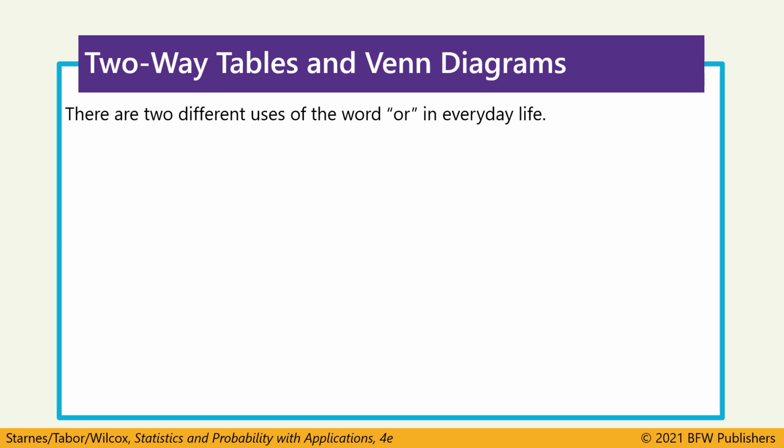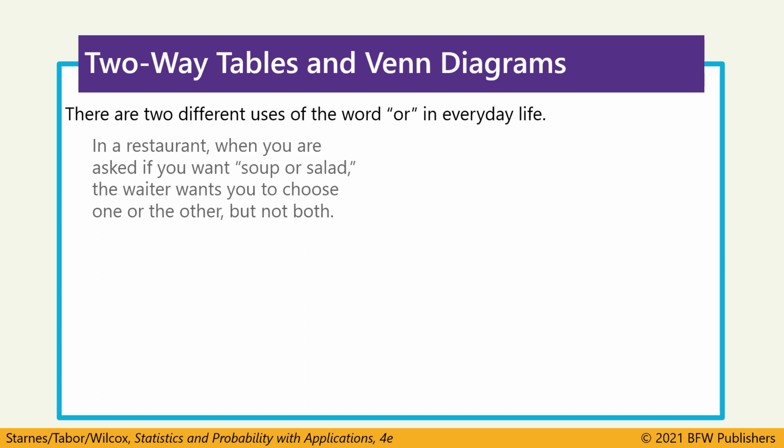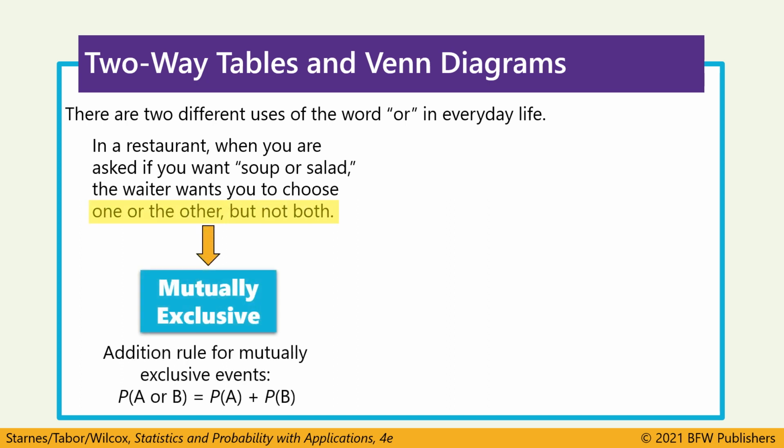However, not all "or" problems are the same, and it really comes down to whether the events we're talking about are mutually exclusive. So let's say we're at a restaurant and we're asked, do you want soup or salad with your meal? In this case, we have mutually exclusive events. We can choose the soup or the salad, but we can't pick both of them. There's no overlap between those two events.